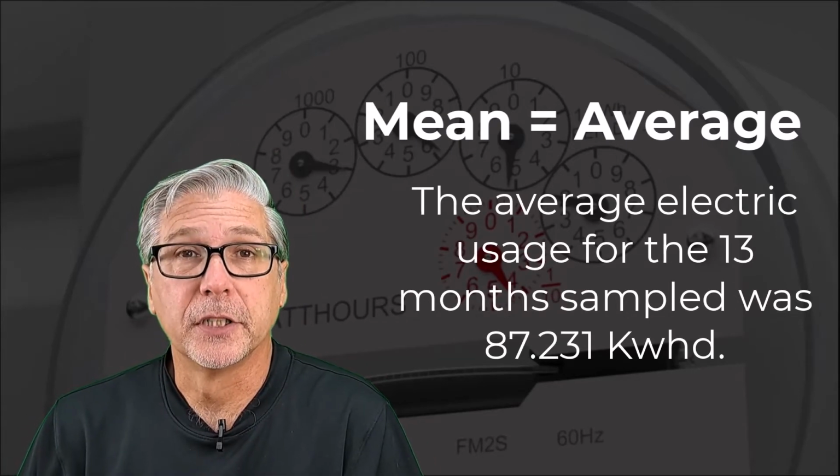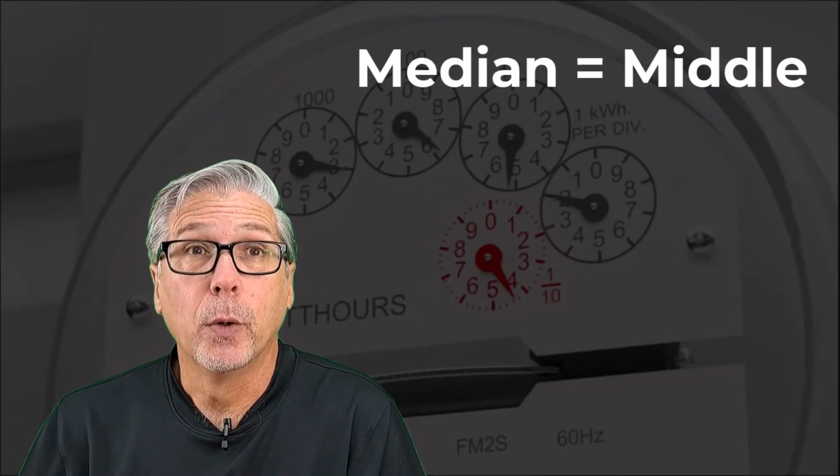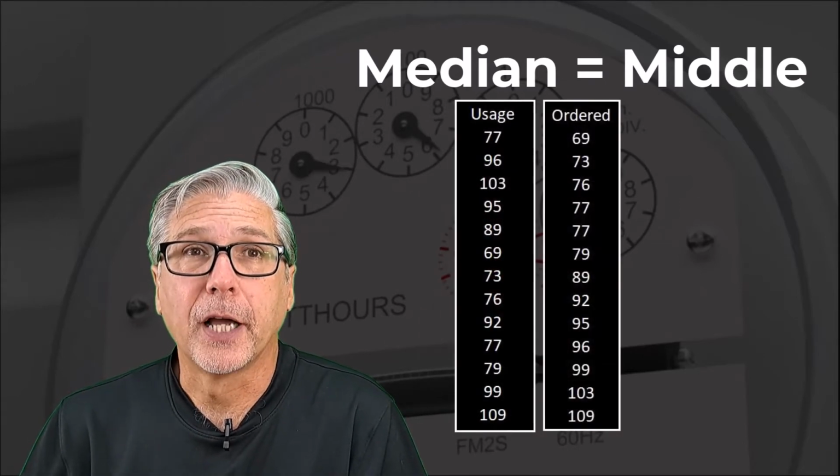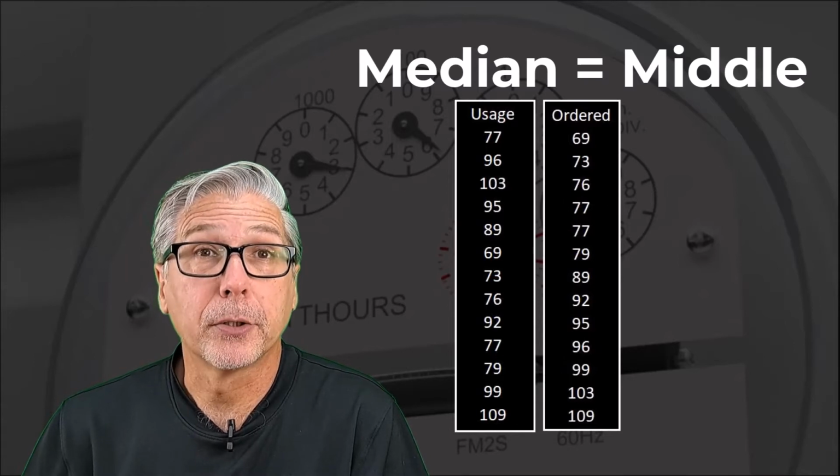The second way to look at center is to consider the middle value as a measure of center. We call this value the median. When we say middle, we first need to order the data from small to large. After doing that, we find the value that occurs in the middle.